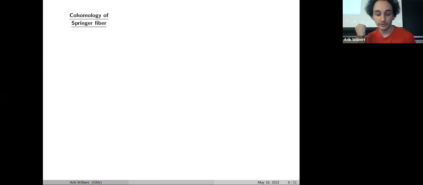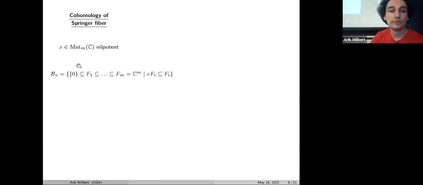I should tell you a little bit about what's going on here, because this is probably not very familiar to many of the people in the audience. So what's going on here? Okay, the Springer fibers, how do you construct these? It starts with a nilpotent matrix. Let's say you consider m by m matrices, everything is over the complex numbers here, and you fix a nilpotent matrix X. What you can do then is go to the flag variety inside C^m. So I look at these nested subspaces inside C^m. And how does this nilpotent matrix come into the picture?